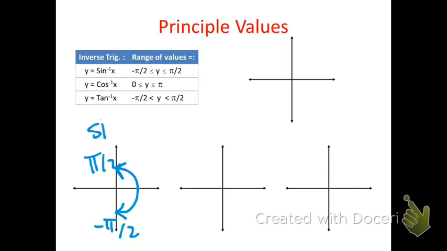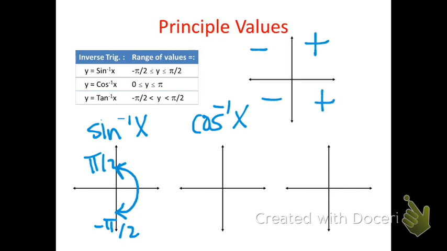So this one is for your inverse sine graph. Your inverse cosine graph, well, cosine is the x values. X values are positive here, negative here, negative here. So what happens with that? Well, it's not going to give you between negative pi over 2 and pi over 2 because those will both be positive. It needs to give you one quadrant positive, one quadrant negative. So what it does is it chooses between 0 and pi.